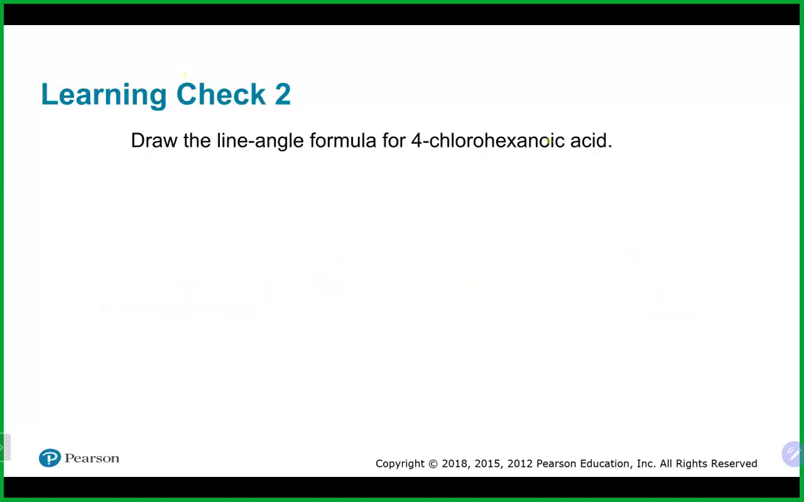One more for good measure, I suppose. 4-chlorohexanoic acid. Why not? Draw the line structure like it says. Why not?